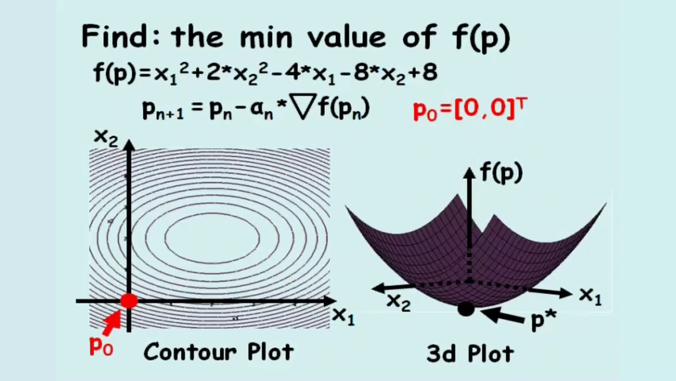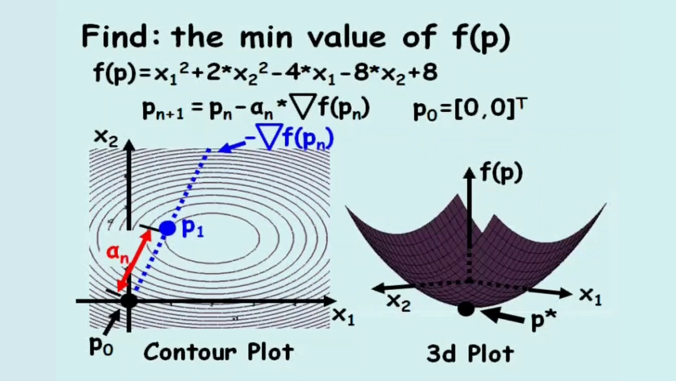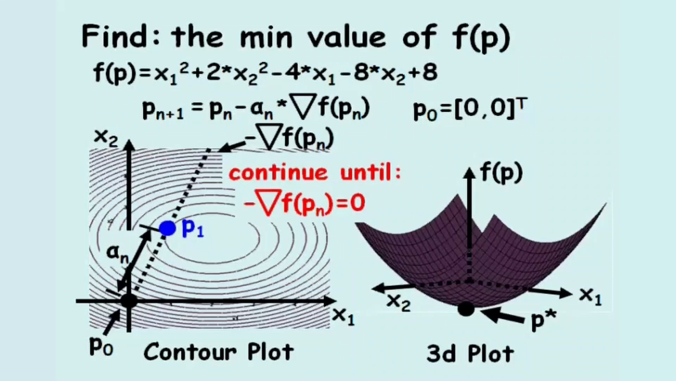Then, for each iteration of the method of steepest descent, we'll move from Pn in the direction of steepest descent from point Pn by a distance alpha n to the next point Pn plus 1. Then the process continues until the gradient equals 0, which means we've found our minimizer, p star.